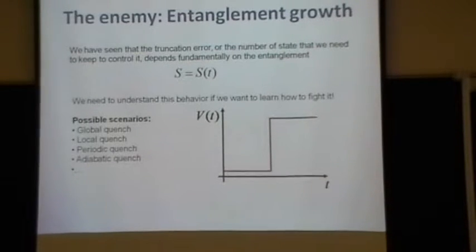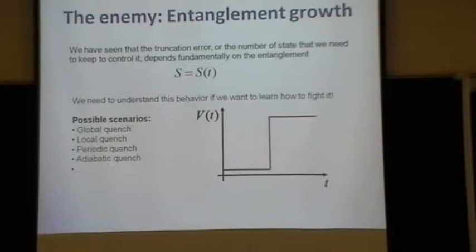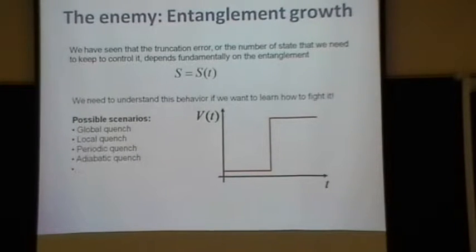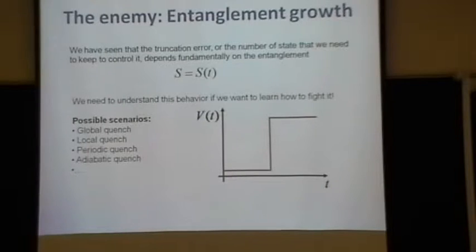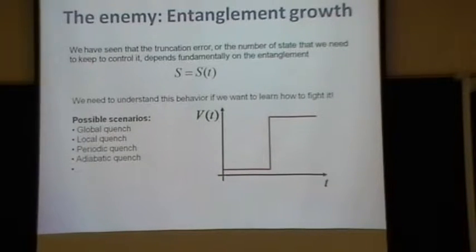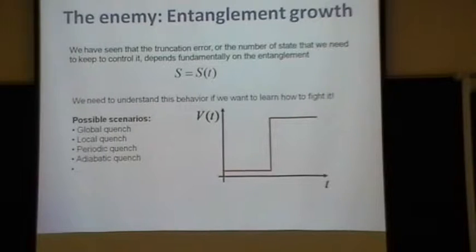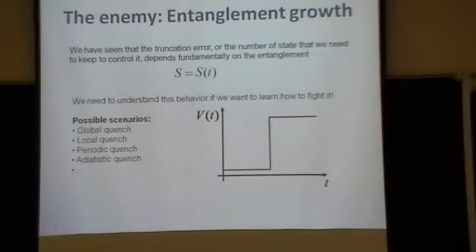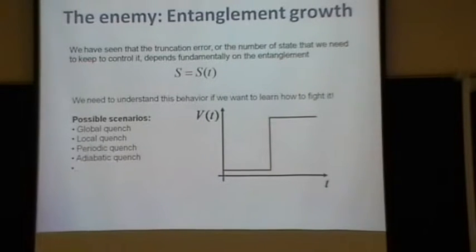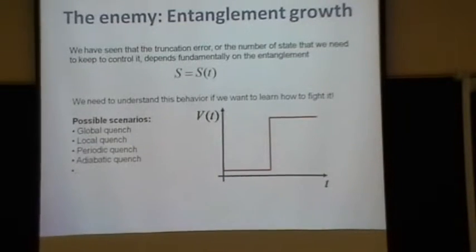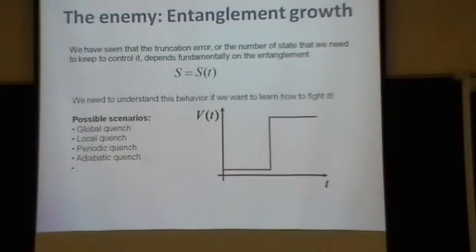So the possible scenarios that we're going to face are a global quench, where we just apply a perturbation that is non-local and acts on the entire volume of the system. We can have a local quench, which is acting only on one side, for instance, or a small region. Or we can have a periodic quench, which is sort of like a time-dependent, oscillating pulse. And we can have an adiabatic quench, which means that we smoothly change some parameter in time, or we apply a perturbation that changes very slowly in time.